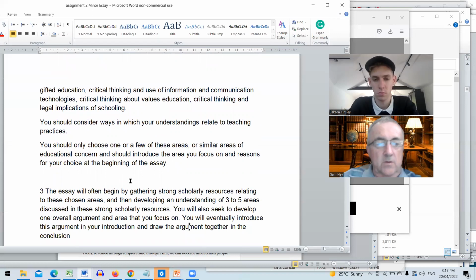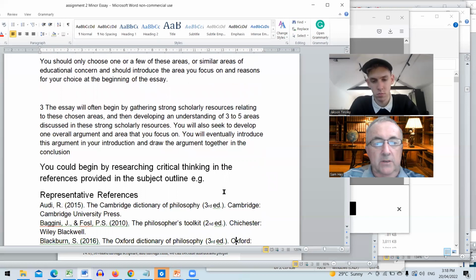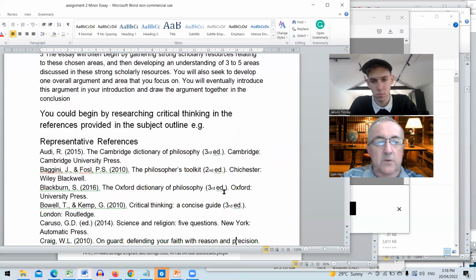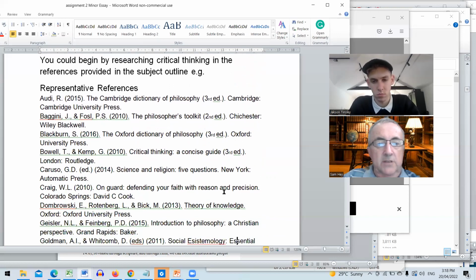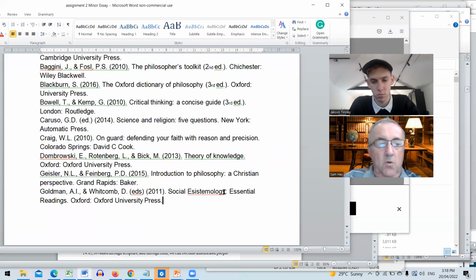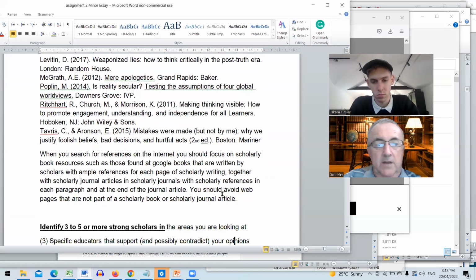And then all the way through, I think the secret is to gather strong scholarly resources. So beware of having a paragraph with no scholarly resources. Beware of starting just with your ideas, although you might want to write down your ideas at the beginning. But the real strength of your essay will come from finding strong scholars who've written about the areas that we're looking at. And you can find some of these strong scholars in the representative references in the outline. So if you wanted to Google those, you could, or the names that we've used, or you could find some in other subjects that you've done as well.